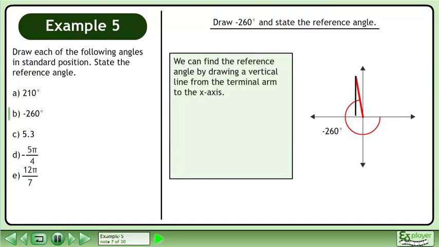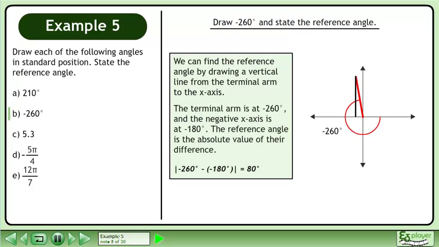We can find the reference angle by drawing a vertical line from the terminal arm to the x-axis. The terminal arm is at negative 260 degrees and the negative x-axis is at negative 180 degrees. The reference angle is the absolute value of their difference, 80 degrees.